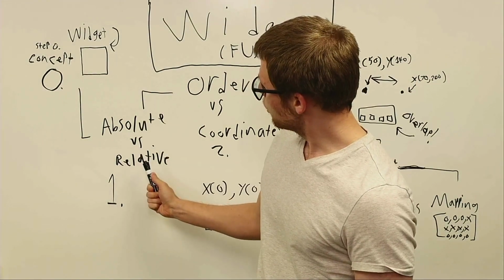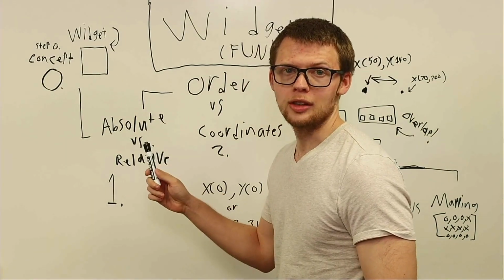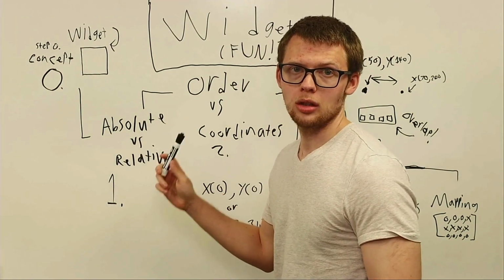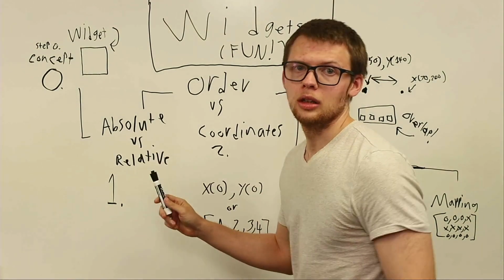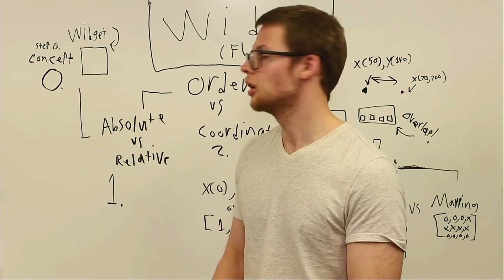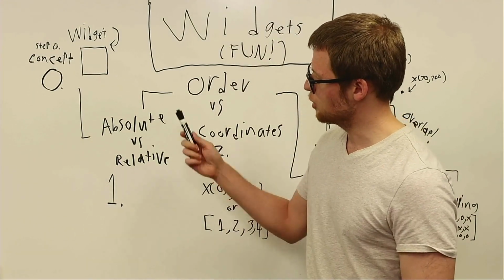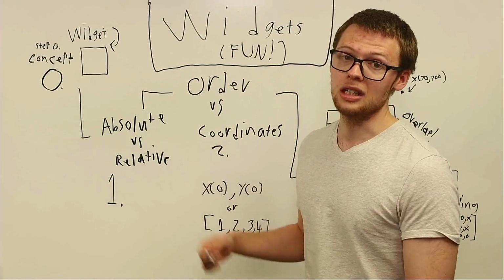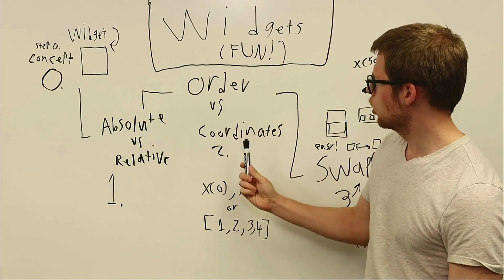One of the most important things about widgets is how you position them. Absolute lets you have full control over where the widget is. Relative, more along the lines of the screen telling you where it is. Less control, but it's easier to use. The issue then is that relative lacks the control of the absolute, but the absolute lacks the ease of the relative. Then you have order versus coordinates.